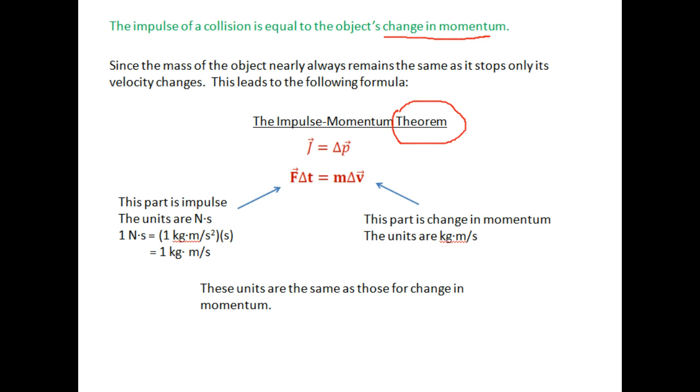Time, the unit is still seconds, and we will get a canceling here. Seconds can cancel with one of the seconds here. So the unit that we have is kilograms times meters per second. Over here on this side, this part is the change in momentum, and the units are the same. Kilograms times meters per second. So the units are the same as those used in momentum.